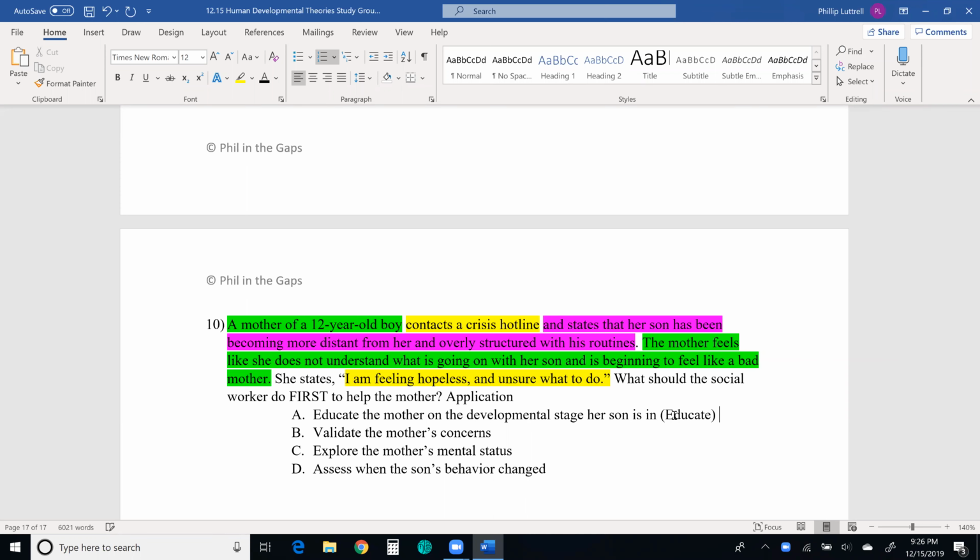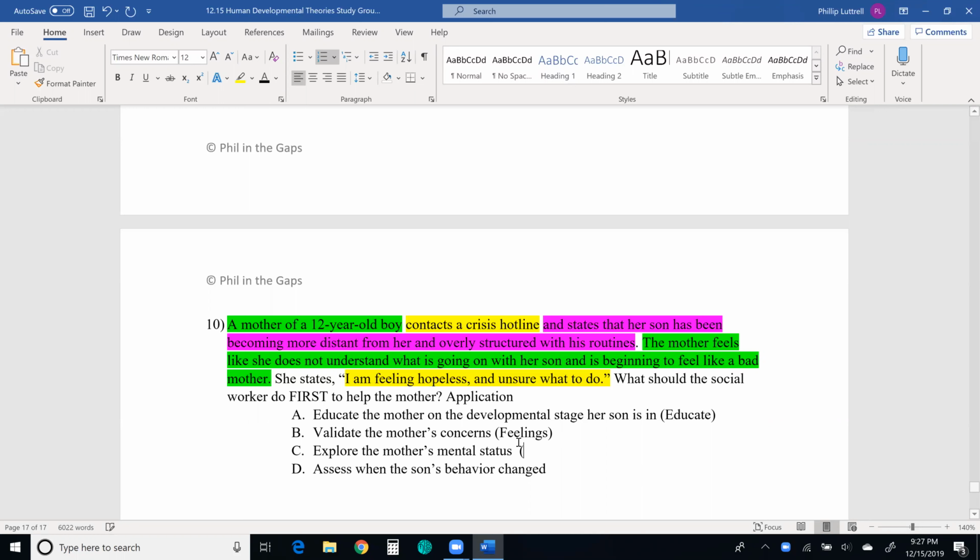Educate: why we're providing her information about the developmental stages in this current situation. Validate the mother's concerns, feelings. Why? Because we're recognizing and meeting her where she's at so we can start establishing that rapport and telling her, I can see how this situation can be really difficult for you and I'm here for you.